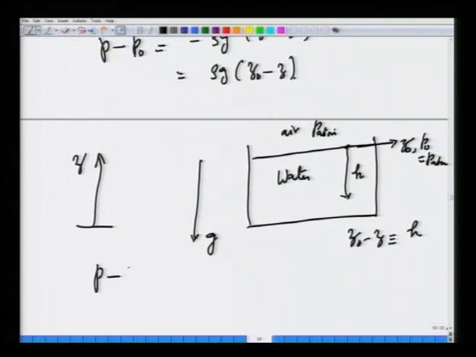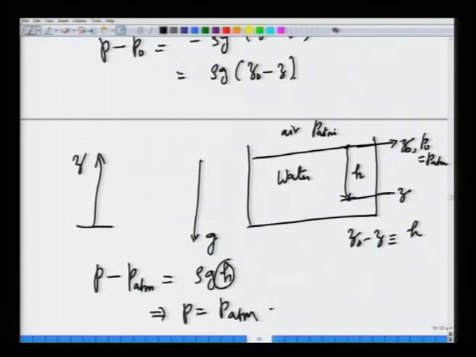So, we can write p minus p atmosphere is essentially rho g h, where z naught is the location where the pressure is atmospheric, and z is any arbitrary location. So, this is z, and z naught minus z is denoted by the symbol h. Which implies p is p atmosphere plus rho g h. This is a fundamental equation in hydrostatics.